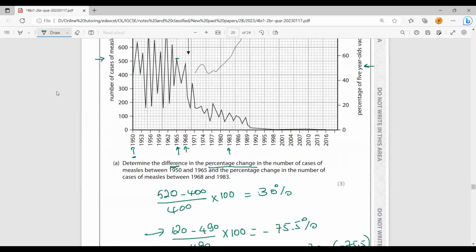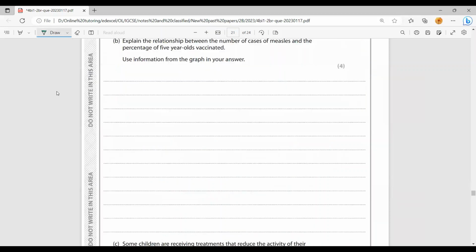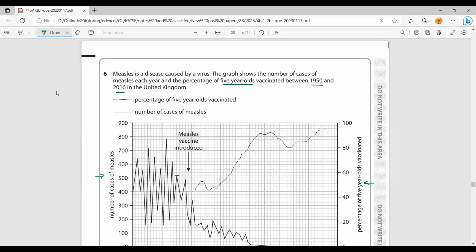Okay. Explain the relationship between the number of cases of measles and the percentage of 5-year-olds vaccinated. Use information from the graph in your answer. The relationship now, and I will ask Hassan. Explain the relationship between the number of cases of measles and the percentage of 5-year-olds vaccinated. What's the relationship now?